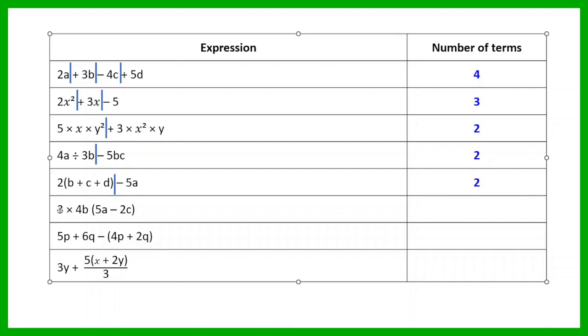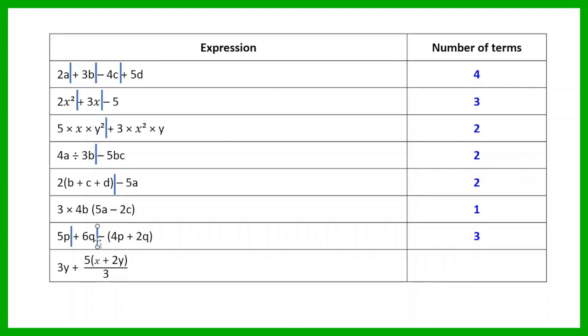Right, in this one, I have got a times sign over there. The only plus or minus that I have is inside brackets. So I'm not going to be putting in any term lines in this one. So this expression only has one term. Next one, I've got a plus over here, so I can put a term line in front of it because it's not inside brackets and it's not in a fraction. And then I've got a minus over here, so I can put a term line in front of that because, again, it's not inside brackets and it's not in a fraction. I can't use this plus because it's inside brackets. And then that means that I have 1, 2, 3 terms in that expression.